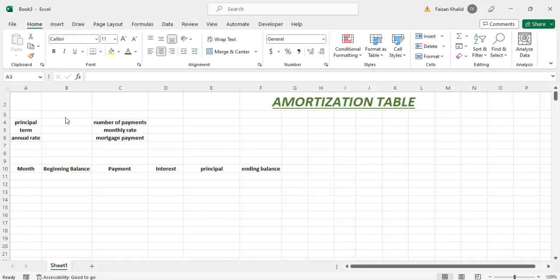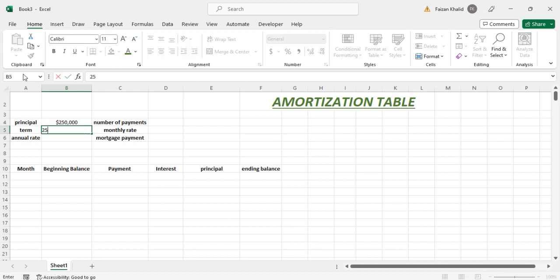So in today's lesson we are going to do an amortization table. We're going to learn how to make an amortization table. Let's suppose the principal amount is 2,50,000, the term is 25 years, and the annual rate is 8%.